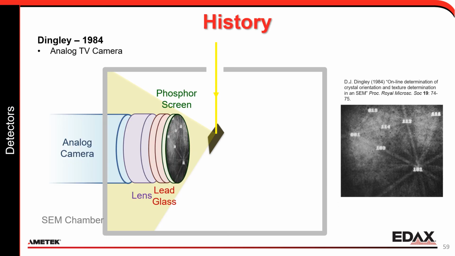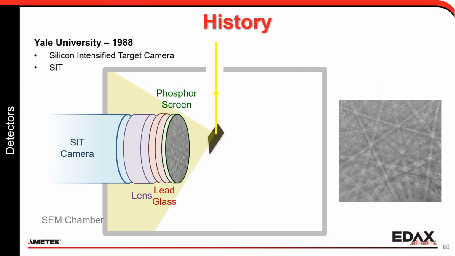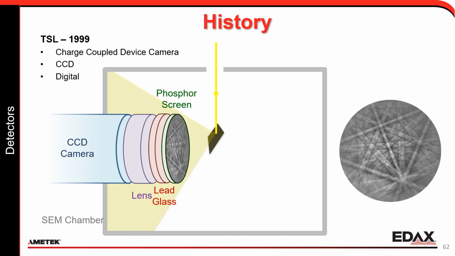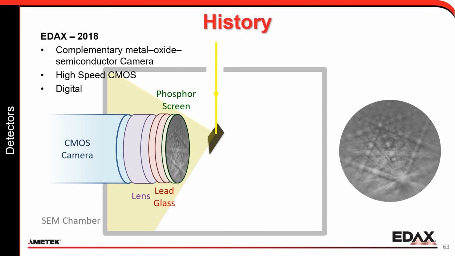The next step was an analog TV camera, which David Dingley introduced to help with online indexing. And then we saw SIT cameras. This was my first exposure, using a SIT camera. And from there, we went to CCD cameras. Here's an example that Joe Michael showed with a YAG screen. And then we went to digital CCD cameras, which took us quite a ways. But recently, we've started to use CMOS cameras. This is just the one we introduced. There are others out there, of course.